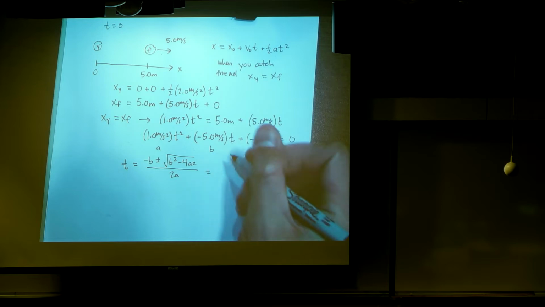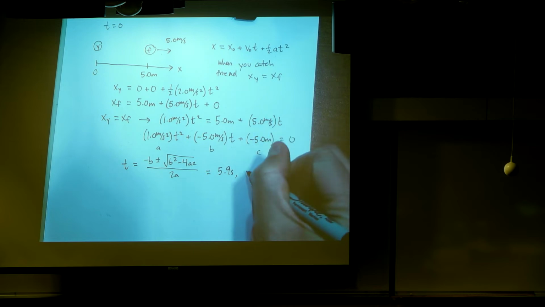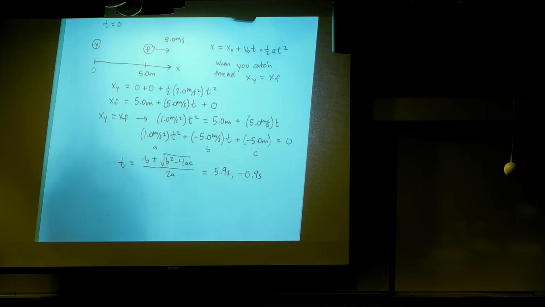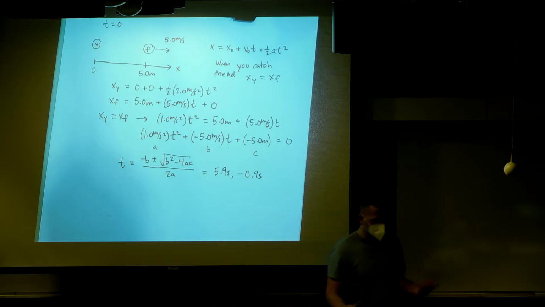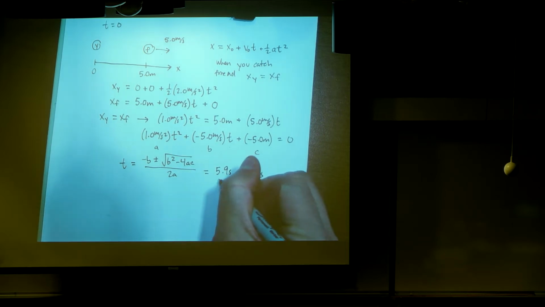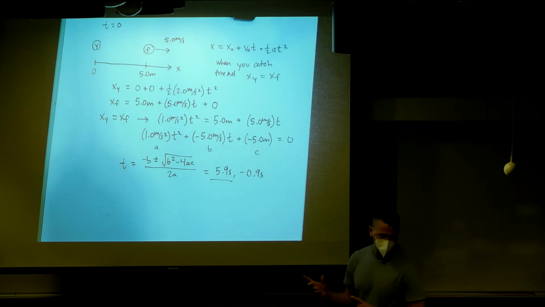But what you'll get is the following. You'll get either like 5.9 seconds or negative 0.9 seconds. You can verify that by punching these numbers in. But which one of these should I pick? See, a quadratic is always going to give you two solutions. So only one of them is physically relevant. So which one is it? Yeah. In this case, it's obvious it's going to be the positive one because the motion hasn't even started at negative times. So that's how long it takes after you start chasing your friend. 5.9 seconds to catch up. All right? Any questions on that one?